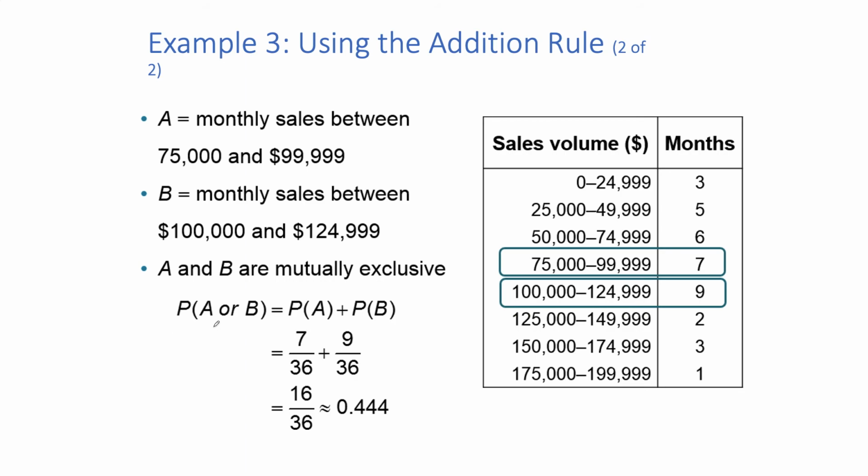So the probability of A or B in this case is just the probability of A, the probability of being in this box, plus the probability of being in this box. If I count up the total number of months, that's 36 months, of which 7 months I'm here, 9 months I'm here. So that's 7 over 36, the probability that I'm here, plus 9 over 36, the probability I'm in this box. So that's 16 over 36. Okay.